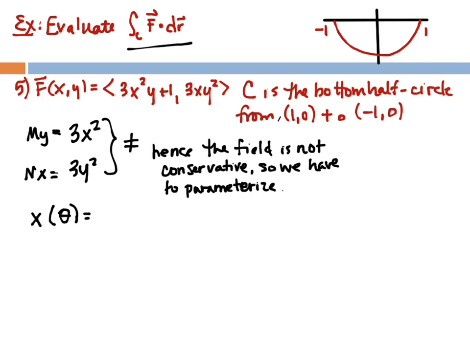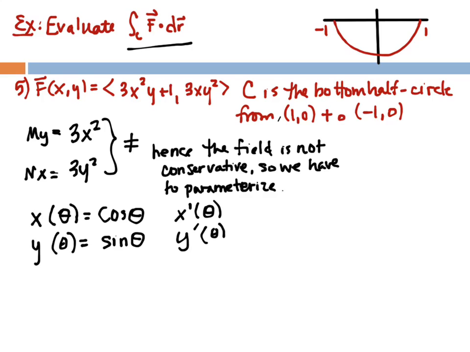What is x of theta going to be equal to for the parameterization of this one? Cosine theta, and I don't even need a value in front of it because my radius is 1. Okay, good. And y of theta would be sine of theta. You got it. While we're here, let's go ahead and find x prime of theta and y prime of theta because we'll need them in a minute anyway. So what is x prime of theta? Negative sine of theta. And y prime of theta? Cosine theta. Fabulous.